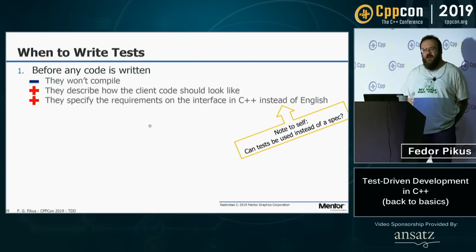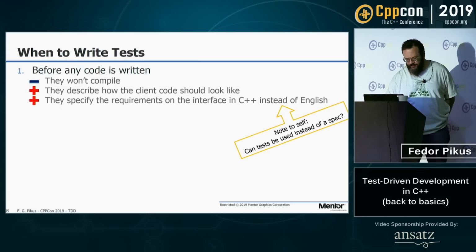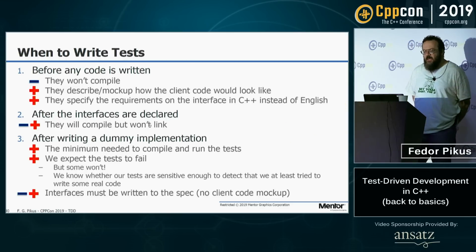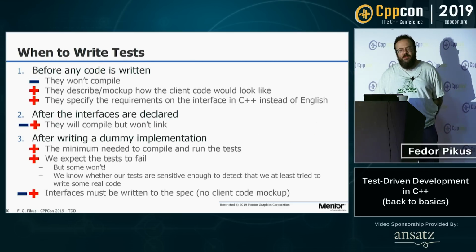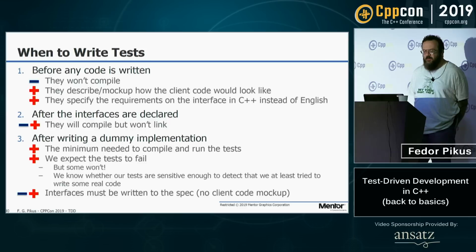Also, kind of a note to self here, if my tests can specify the interface, could I use them instead of the specification? Well, let's think about that later. If the interfaces are declared, but implementation is not written, your tests will compile, but they will not link. The fact that they compile is an advantage. You can verify that your interfaces have been written correctly. They won't link, so you can't do much else. So it's still a mock-up for your client code, so you do get that benefit.